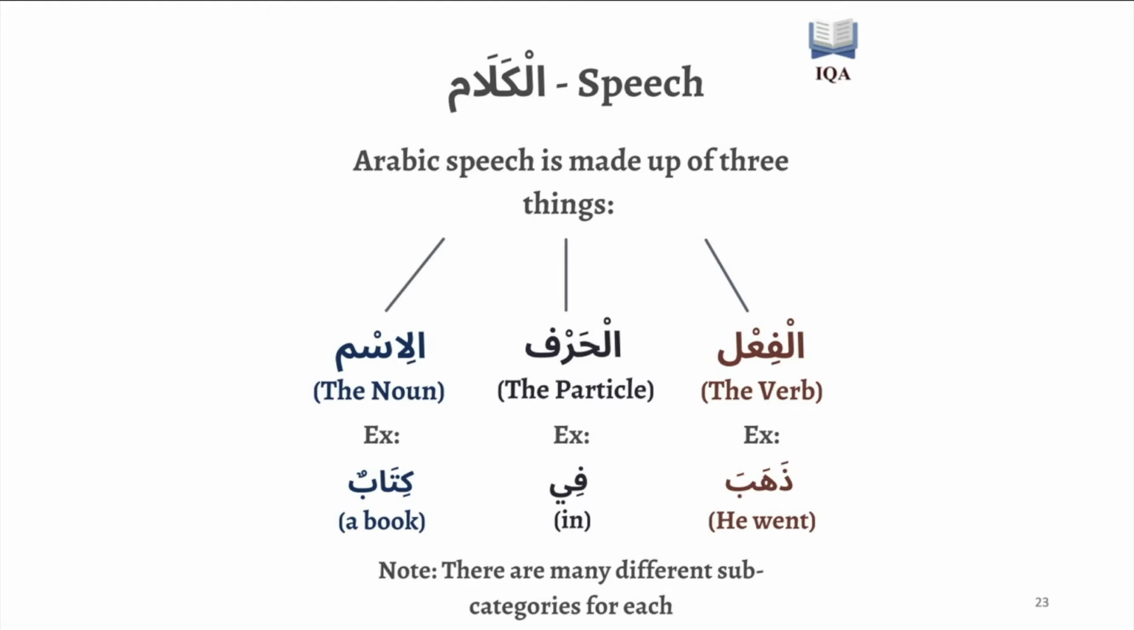Now that being said, there are many different subcategories for each. There are different types of nouns. There are pronouns, for example. There are proper nouns. There are also different types of particles. There are particles of negation. There are particles of conjunction, and this goes on. And there are different types of verbs. Throughout this course, we're going to be going over the different types of nouns, particles, and verbs. In this video, we're just going to explain in a bit more detail the three different types of verbs and also what exactly we mean here by al-harf.